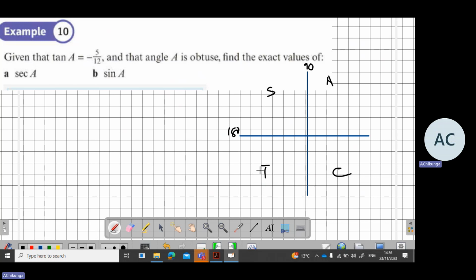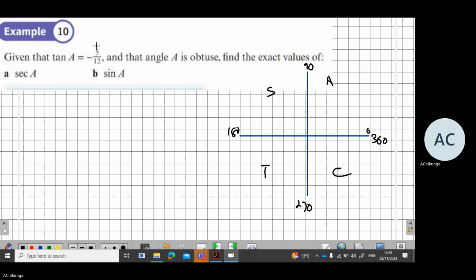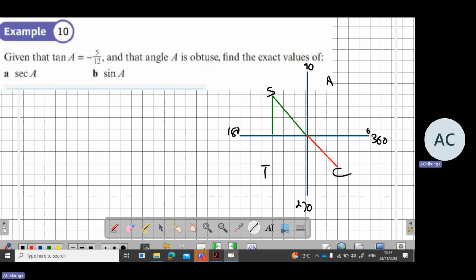Tan is positive between 180 and 270. I really don't like to use degrees. I prefer radians for accuracy purposes, but that's fine. And this is 0 to 90. So tan can only be negative in 2 quadrants. By now you've realized that. It can't be negative in all quadrants. It can only be negative in this quadrant, or it can be negative in this quadrant.